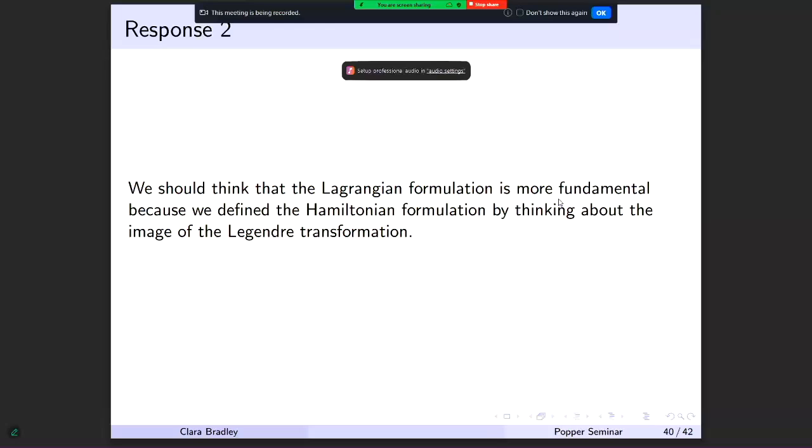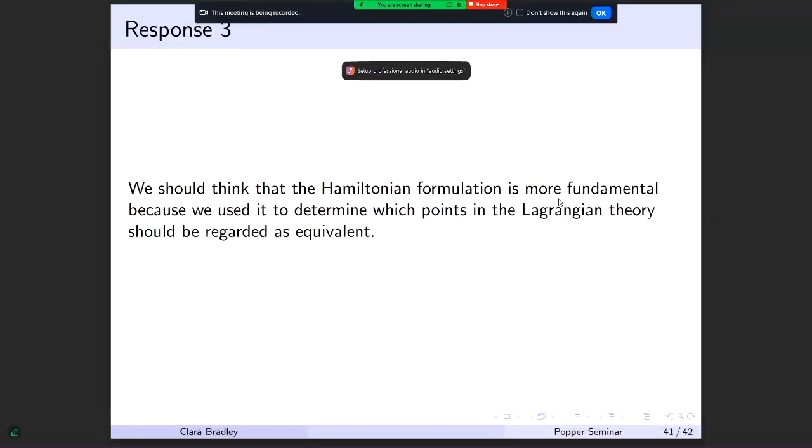So for example, we might say, okay, you've shown equivalence, but really we should think that the Lagrangian theory is more fundamental because the way we defined the Hamiltonian one was by thinking about the image of the Legendre transformation. Indeed, it seemed like what explained the presence of these constraints was precisely the way we moved from the Lagrangian to the Hamiltonian framework. And equally, I think one could say something the other way round. One might say, no, actually, we should think the Hamiltonian formulation is more fundamental because there's a sense in which we used it to think about which of those points from the Lagrangian side we should think of as being equivalent to one another.